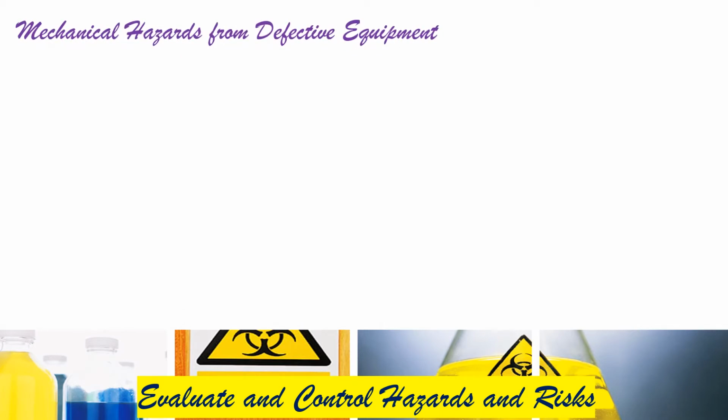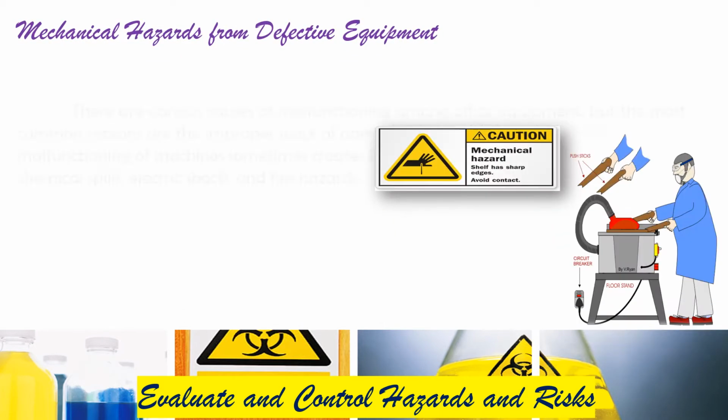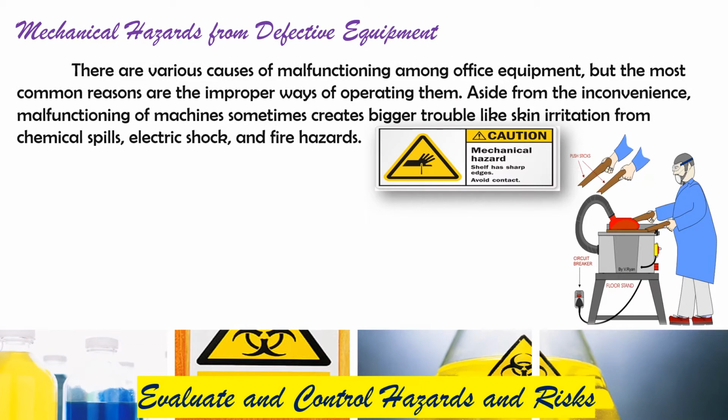Next is mechanical hazard from defective equipment. There are various causes of malfunctioning among office equipment, but the most common reasons are the improper ways of operating them. Aside from the inconvenience, malfunctioning of machines sometimes creates bigger trouble like skin irritation from chemical spills, electric shock, and fire hazards. Control measures.